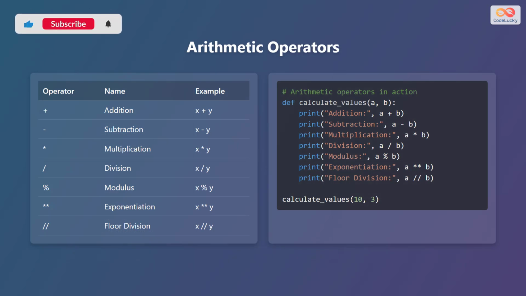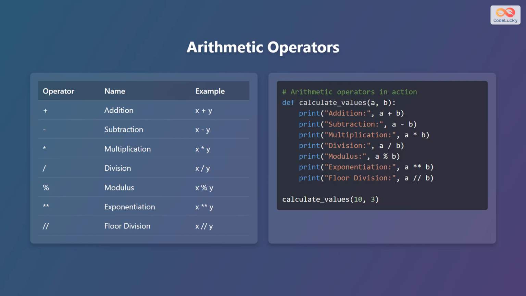Let's start with arithmetic operators. These operators are used to perform mathematical calculations. The plus sign is for addition, which adds two values together. The minus sign is for subtraction, and it subtracts one value from another. The asterisk is for multiplication, which multiplies two values.